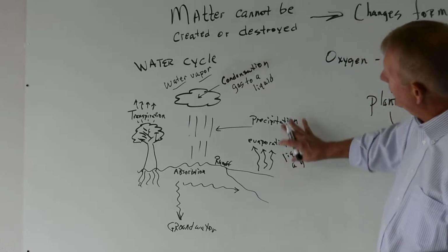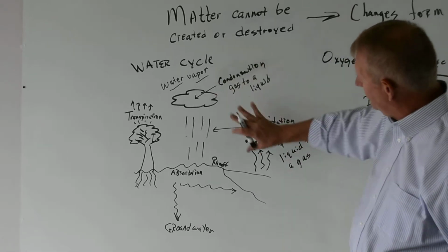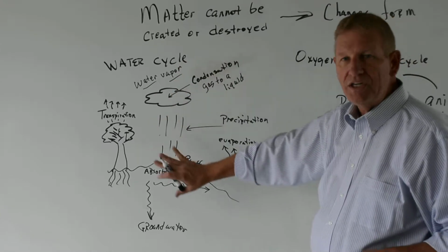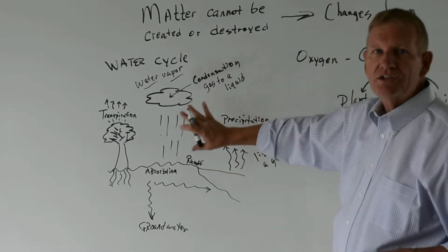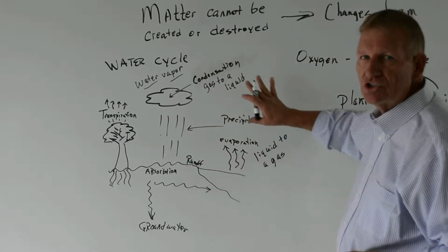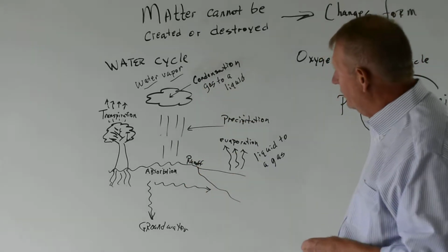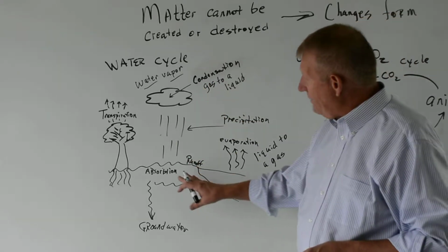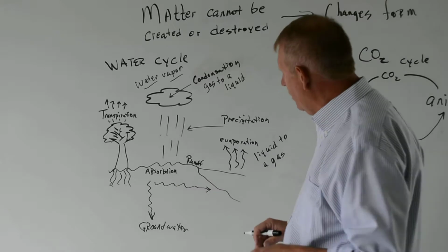So what does it do? It goes up and it makes what? Water vapor, gas in the air. So we continually cycle this through. Cycle meaning a continuous circle or continuous path. So what happens to the water that goes into the ground?